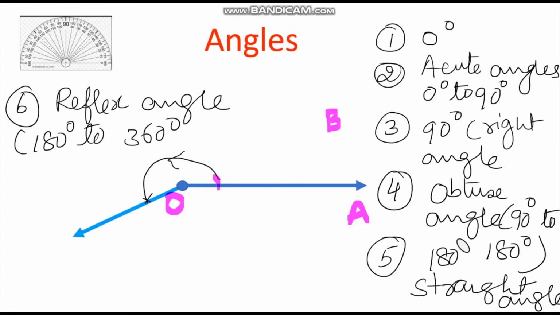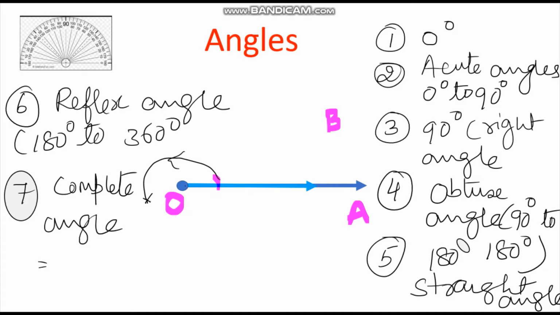Now suppose if you start moving this ray OB such that it slowly moves and comes back to OA and then coincides with OA. Now it has taken a complete circle. So this is known as complete angle. And this complete angle is equal to 360 degree.